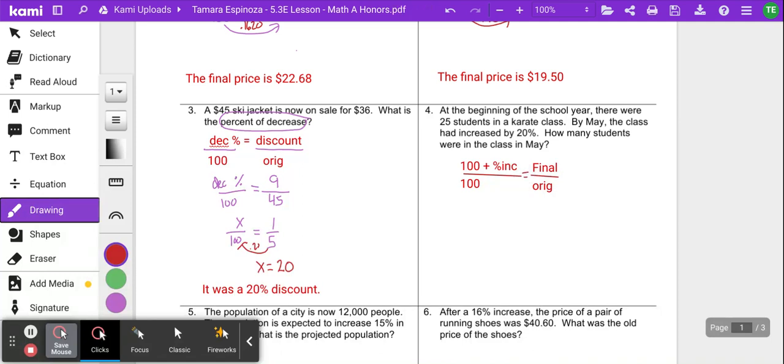Okay, so our original, there was 25. I'm looking for how many people our final is. That's my x. I know that it was a 20% increase. Up here is 120. Over here is 100. Scaling down from 100, I know I'm multiplying by 0.25. So I have to multiply 120 by 0.25. And when I do, I get 30. So in May, there were 30 people in the class.